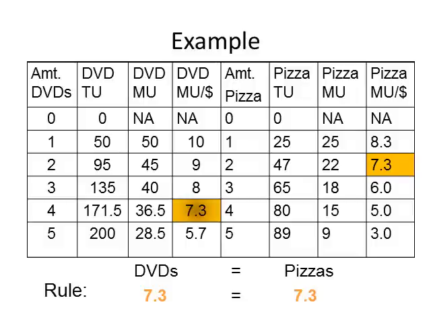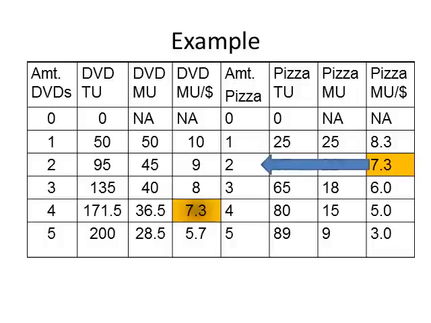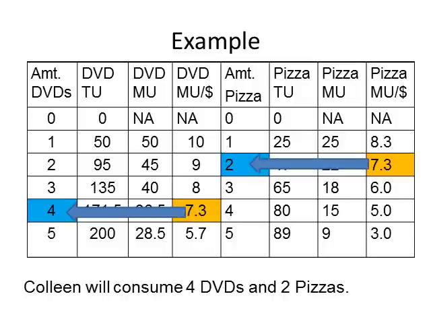Next, she will need to find the amount of pizza. She will start with the pizza MU divided by dollar sign that maximizes her utility, 7.3. Next, she'll read across to the amount of pizza at 7.3. The amount of pizza that Colleen consumes when her pizza MU divided by dollar sign is 7.3 is 2. So Colleen will consume four DVDs and two pizzas.